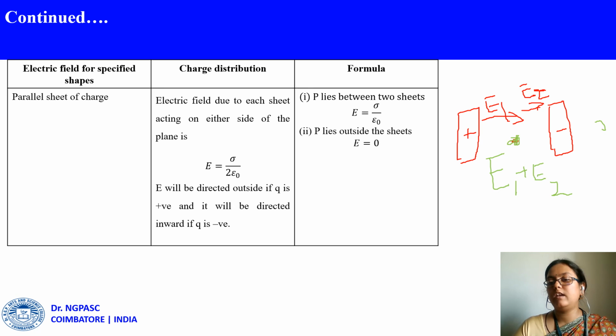And if we take any point outside, then as it is a minus charge, the direction will be here, and due to the plus charge, the direction will be in this direction. So E1 minus E2, that will be giving us the answer as 0. So the field outside the sheets will be 0 and inside the sheets will be sigma by epsilon naught if the two sheets of charge are of opposite signs.